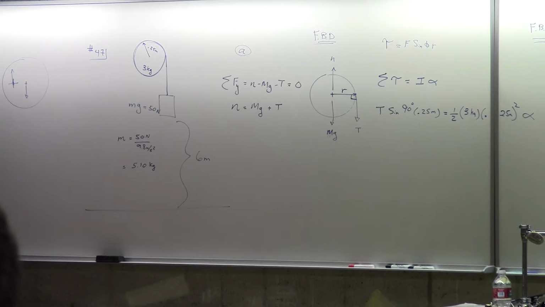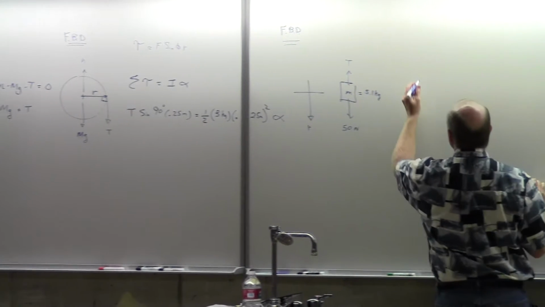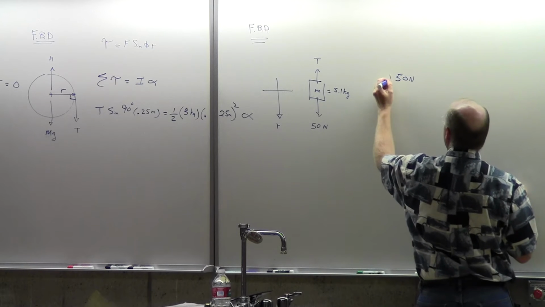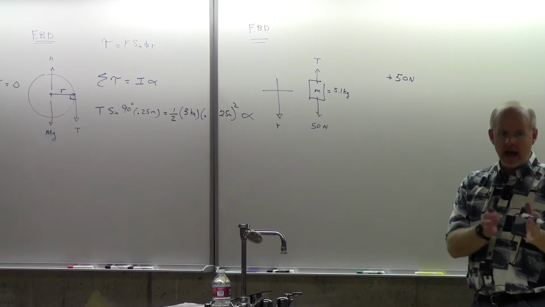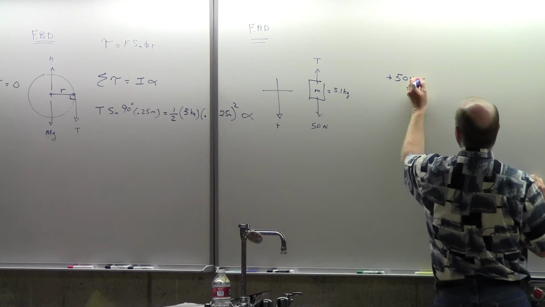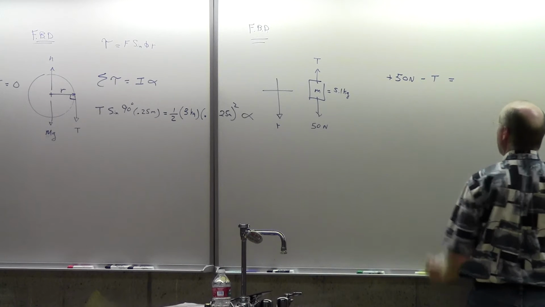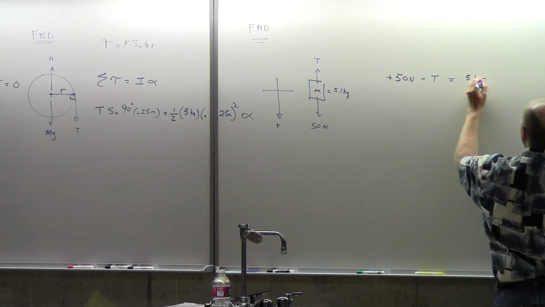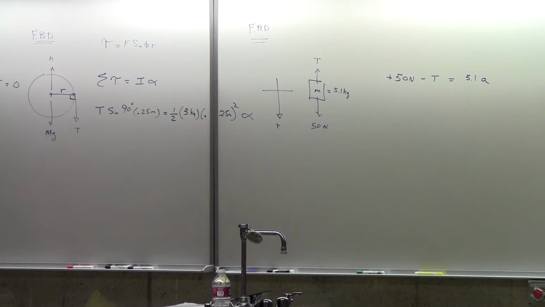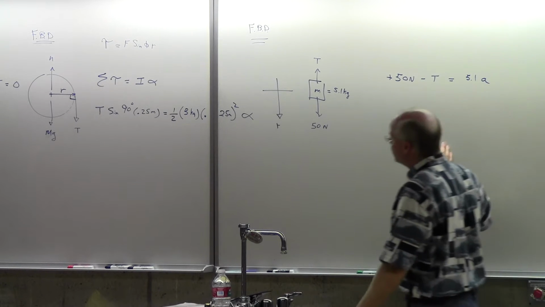If I call down positive, maybe I'll even put a little grid here and say, look, I'm going to call that the positive direction, because when I do that, that's why I will pick a positive 50 for the force on that object. It's pulling it down, and that's what I'm choosing as positive, whereas the tension is pulling it up, which of course then we have to call negative. And that has to equal the 5.1a. Okay?